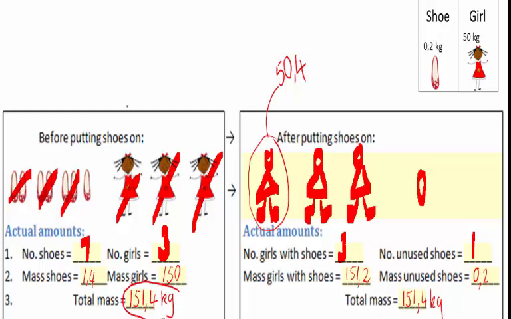The mass before the getting dressed, the reaction, and the mass after getting dressed are the same mass, because we haven't made shoes or destroyed shoes or girls in the process. Matter has been conserved. So these are the actual amounts. That means really how much we have.